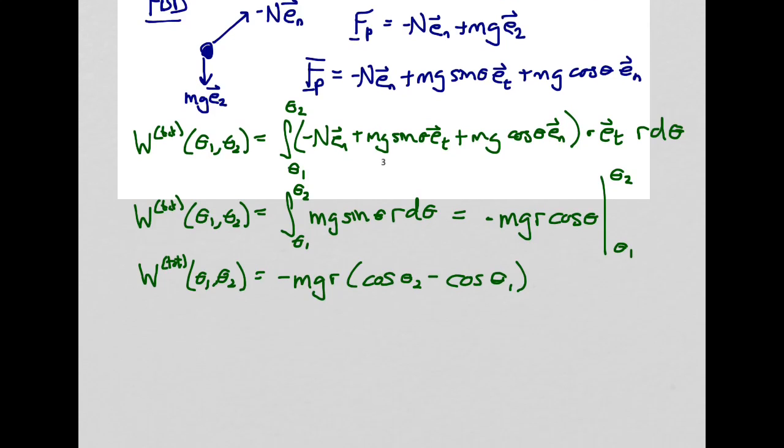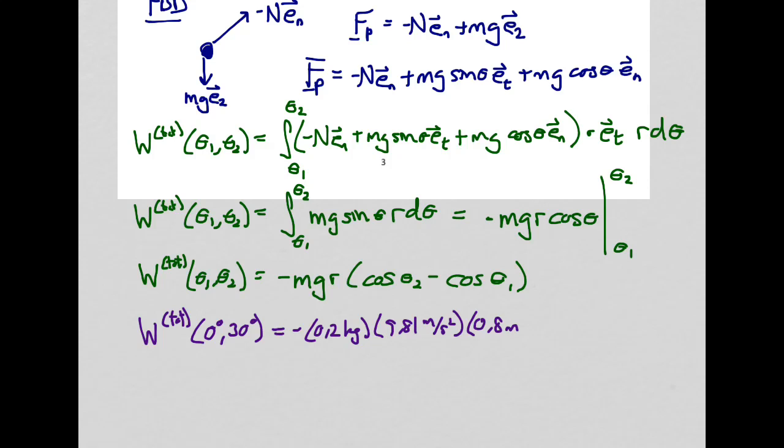So now let's apply the conditions that we were given to find our total work. It's not from theta 1 to theta 2 anymore, it's from 0 degrees to 30 degrees down the slope. This is equal to minus 0.2 kilograms multiplied times 9.81 meters per second squared, multiplied times 0.8 meters, and then cosine 30 degrees minus cosine of 0, and cosine of 0 is 1. And then we get that the total work done from 0 degrees to 30 degrees on this particle, point P, is equal to 0.263 joules.